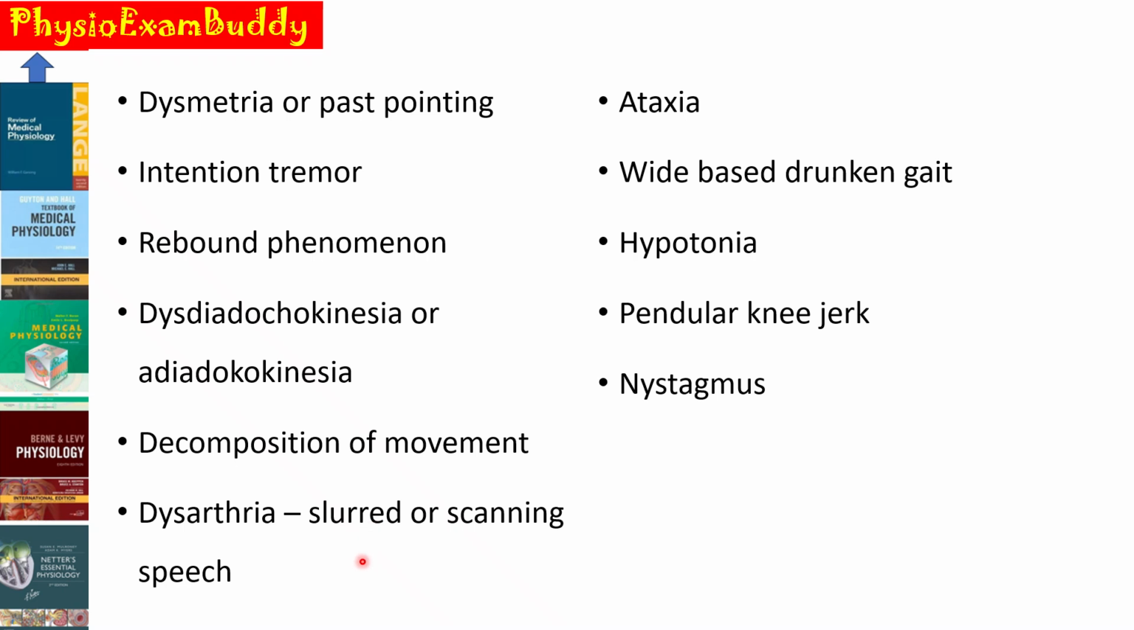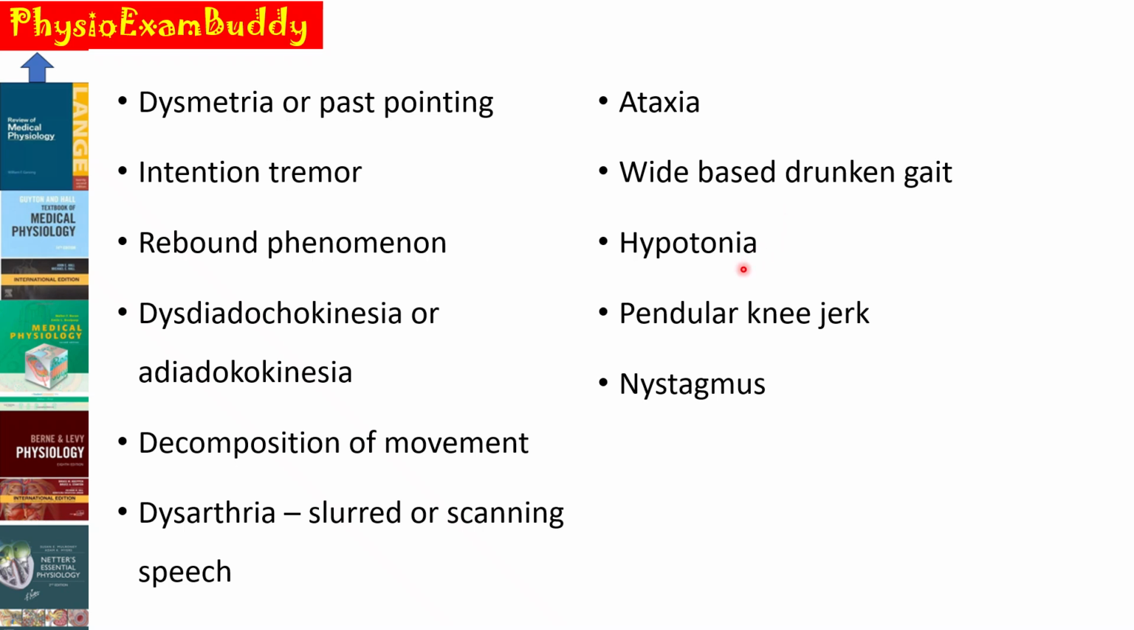Next is dysarthria, that is slurring or scanning speech. It is because of the lack of coordination of the muscles involved in speech. So the speech will usually be slow, ataxic, slurred or jerky, explosive in type. Next is ataxia. Ataxia means the patient will fall to the side of the lesion, and the ataxic gait is usually a wide based stance like an unsteady drunken gait. That is, there will be ataxia along with disequilibrium.